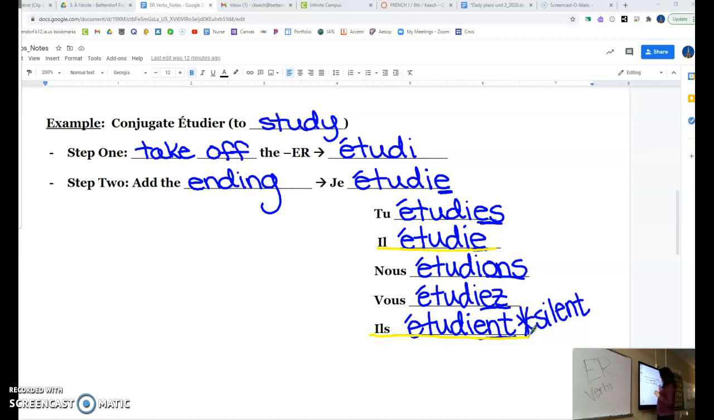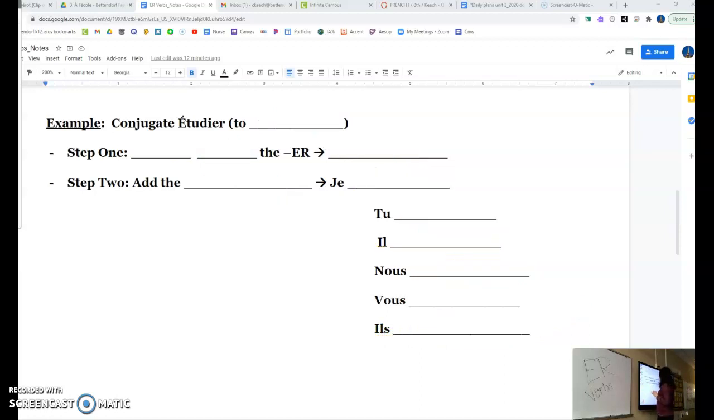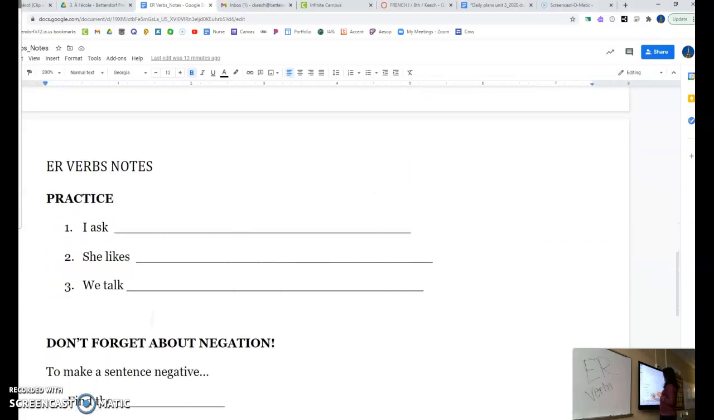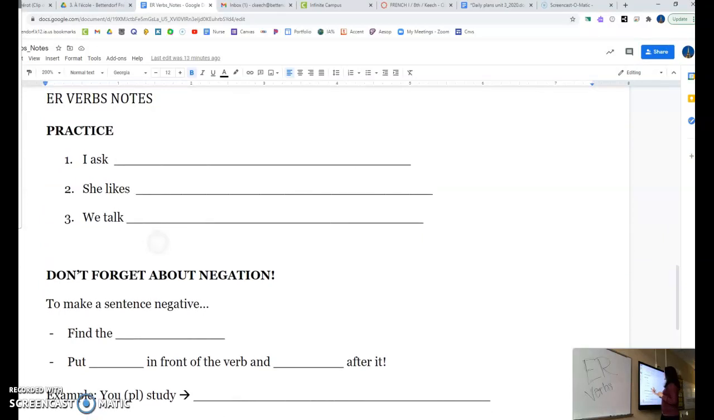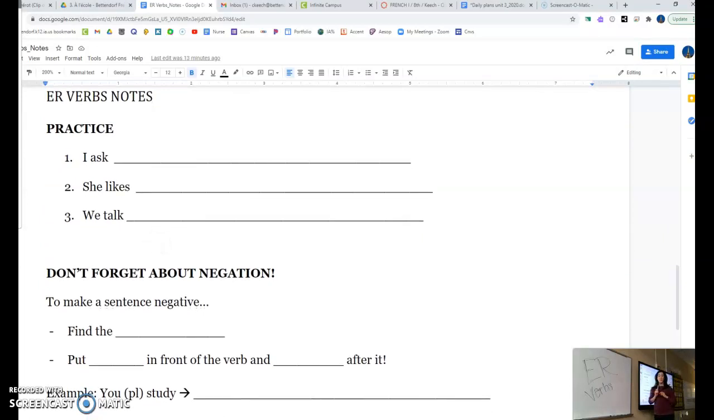Okay, let's flip your paper to the back and do some examples with what we just learned. So here you guys are going to need probably Unit 3, Vocab 3. It's the third yellow sheet we got, which has all the definitions of the ER verbs. So go get that if you don't have it.